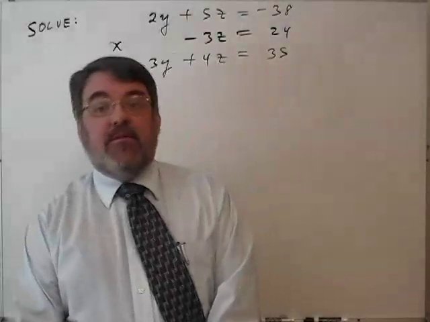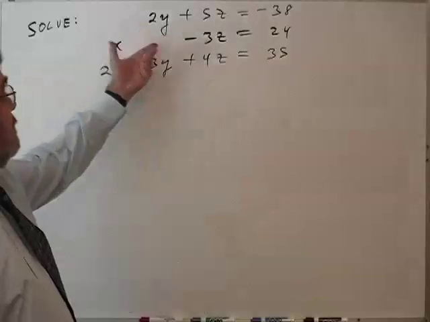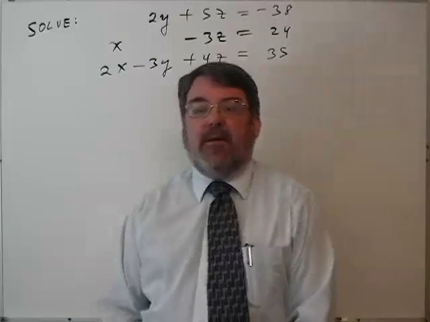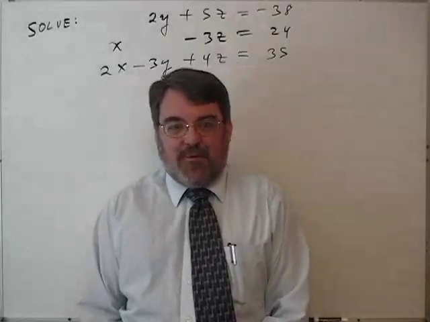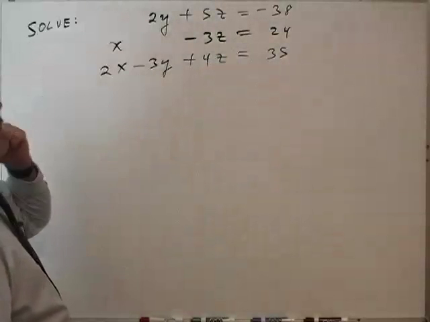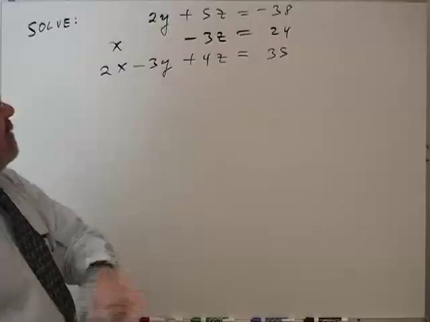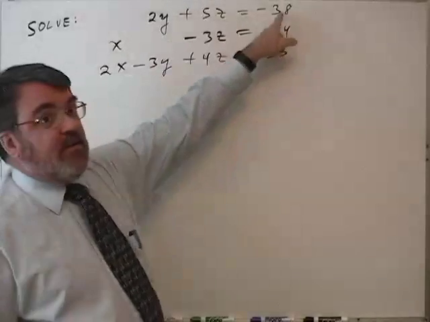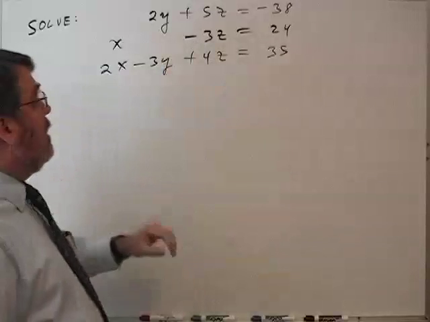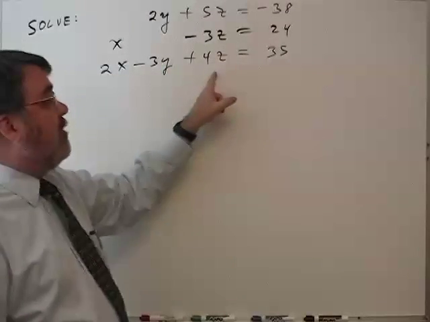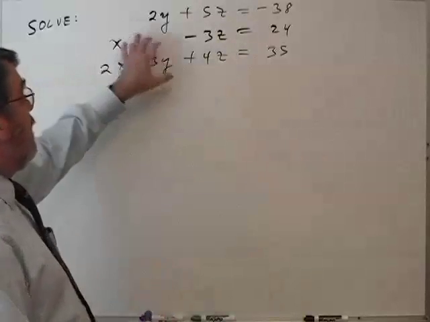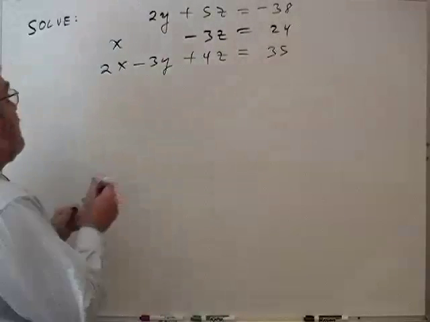A system of equations where there are some missing terms, such as this one, sometimes gives students a little bit of a problem, and I thought it would be worthwhile to talk through it. First of all, make sure you can read my writing. I have 2y plus 5z equals negative 38, x minus 3z equals 24, and 2x minus 3y plus 4z equals 35. The missing parts, think of them as having zeros.